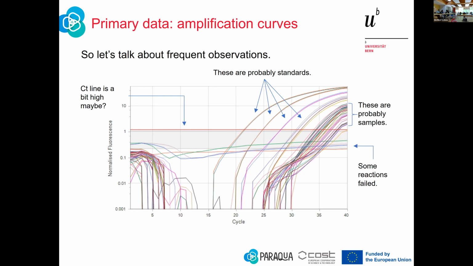And these look like standards because they are evenly spaced and the replicates overlap. And these are probably samples with very low concentrations, which is usually the case for environmental samples.